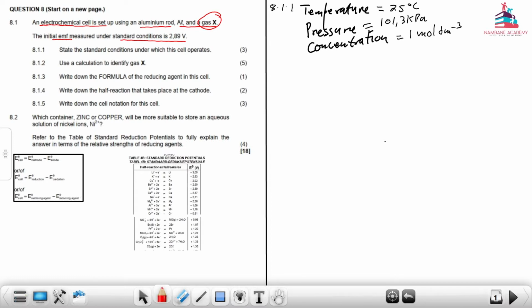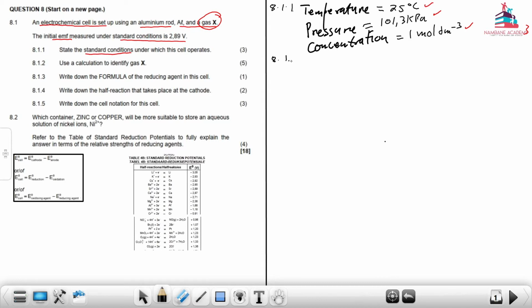So this will be an easy 3 marks to get, but it's critical to understand these standard conditions under which a galvanic cell operates. It comes in and out. It's one of your level 1 type of questions, so just ensure that you fully know and are able to give the correct values thereof.